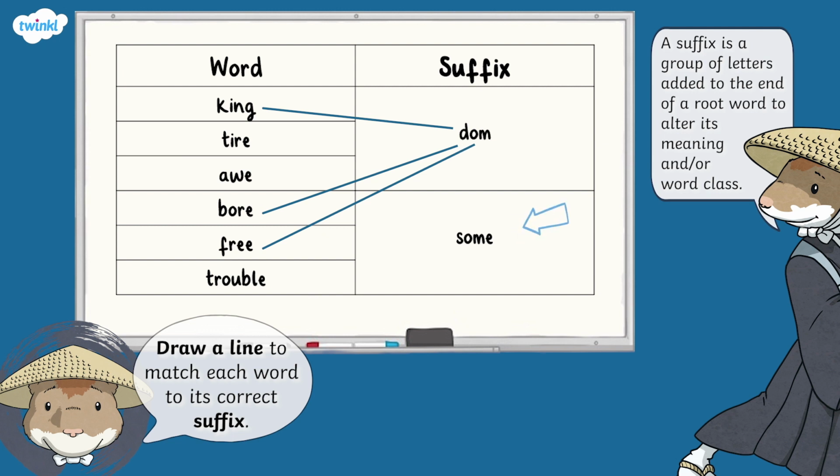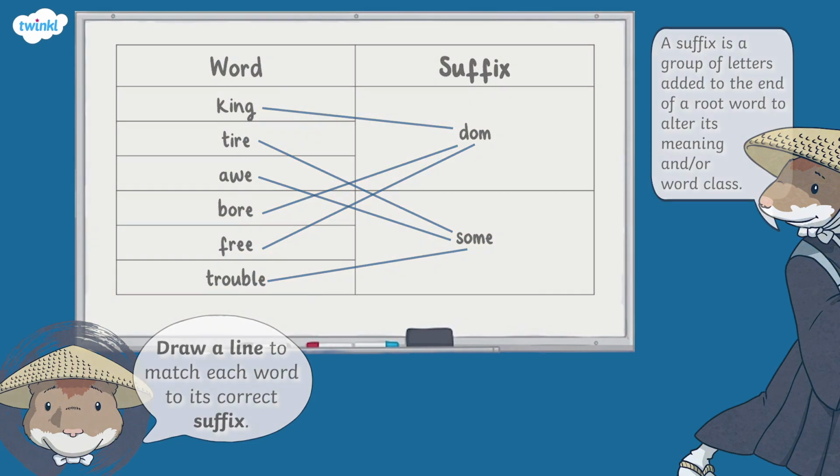Now we need to check that the remaining root words can all be paired with the remaining suffix some. They make tiresome, awesome, troublesome. These are all new words, which means our answer must be correct. Well done if you knew those answers.